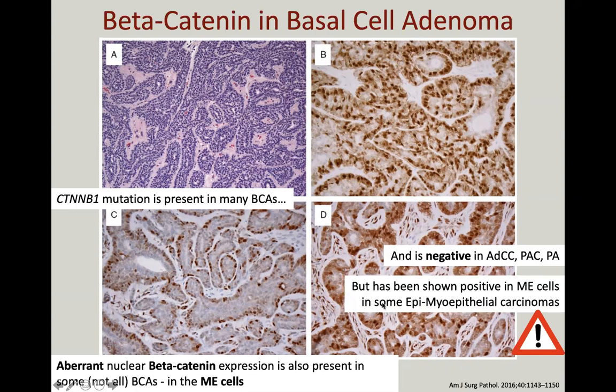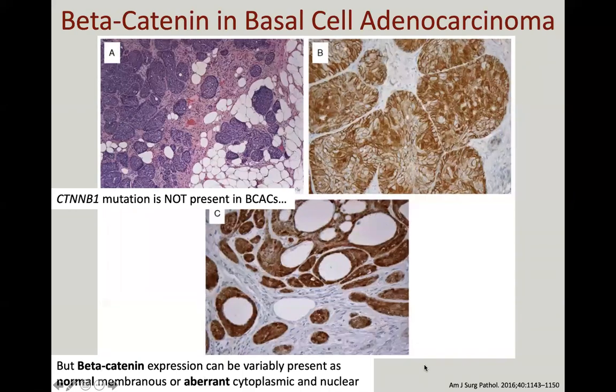There are occasional epithelial myoepithelial carcinomas that also have beta-catenin. So of course, most of these stains come with an exclamation point, a caveat, but know that we use them in certain circumstances. Beta-catenin mutation per se is not necessarily present in basal cell adenocarcinomas. Remember, only in basal cell adenomas, but you can have beta-catenin both membranous and membranous-nuclear expression in the carcinomas in the absence of gene mutation.